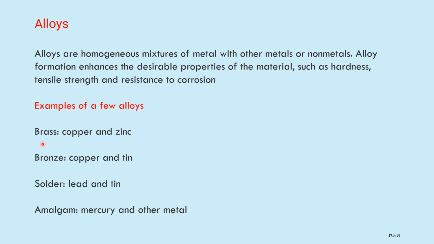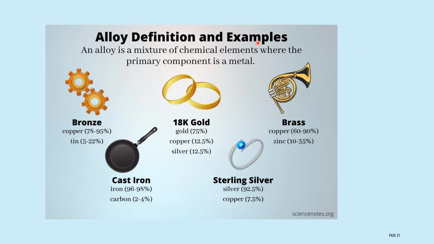Examples of a few alloys: brass, copper and zinc; bronze, copper and tin; solder, lead and tin; amalgam, mercury and other metals. Alloy definition and examples. An alloy is a mixture of chemical elements where the primary component is a metal. Bronze is a mixture of copper and tin. Copper 78 to 95%, tin 5 to 22%. 18 karat gold: gold 75%, copper 12.5%, silver 12.5%.